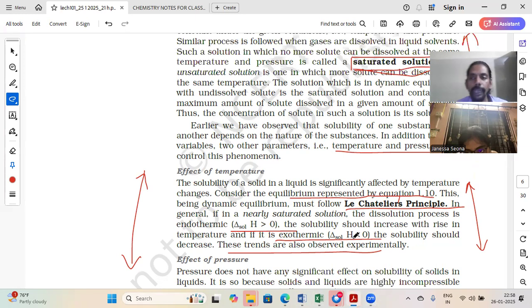So Le Chatelier's principle states that when a system under stable conditions such as equilibrium is disturbed by changes in temperature, pressure, and concentration, the system will tend to nullify the effect of such a change by adjusting itself to a new equilibrium. For example, let us consider the effect of temperature. There are two kinds of reactions depending on the heat, whether the heat is evolved in a reaction or whether the heat is absorbed in the reaction. The reactions wherein the heat is evolved are called exothermic reactions.